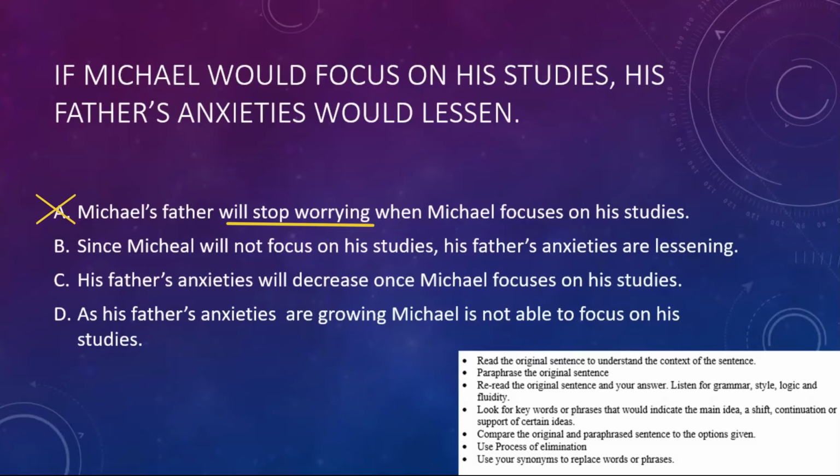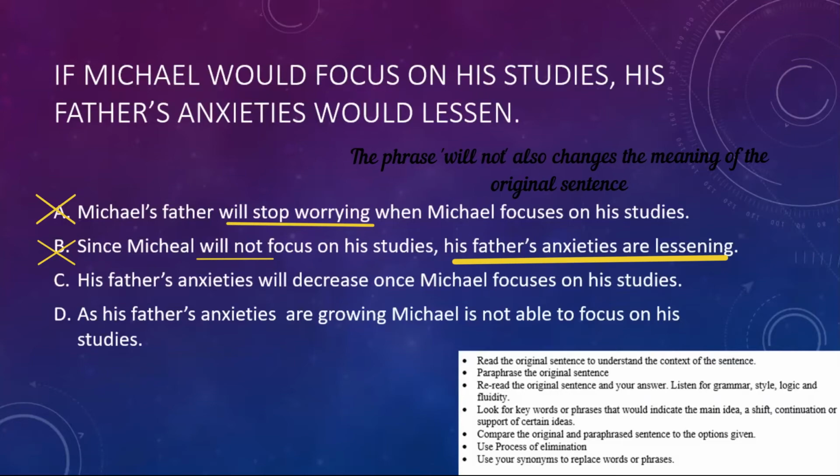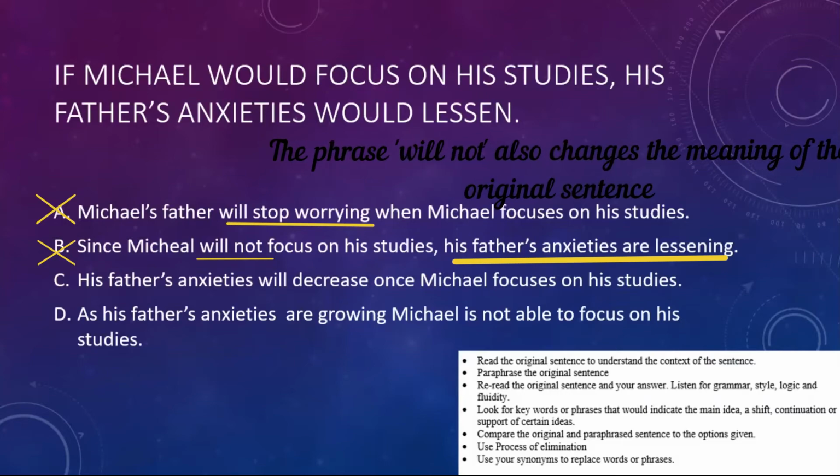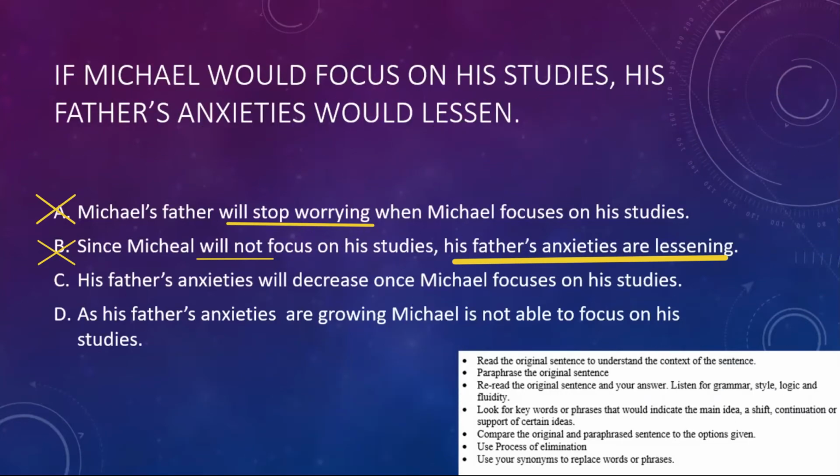B says, since Michael will not focus on his studies, his father's anxieties are lessening. B is also out because it says his father's anxieties are lessening, suggesting that at this moment, Michael's father's anxieties are reducing, suggesting that in the future, Michael's father will not be concerned. The original did not say that Michael's father's anxieties are lessening. It suggested that it would eventually.